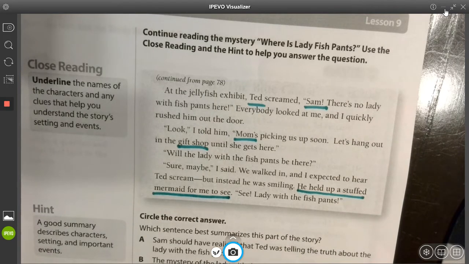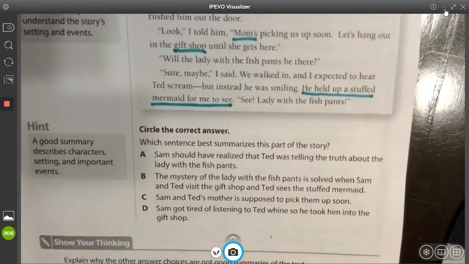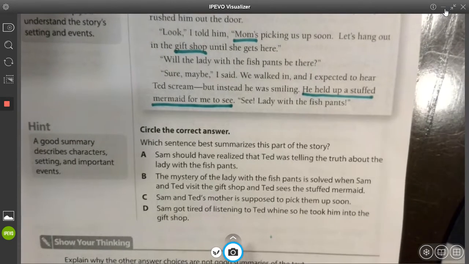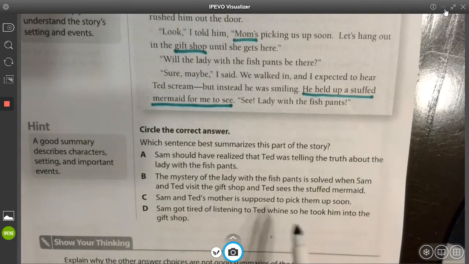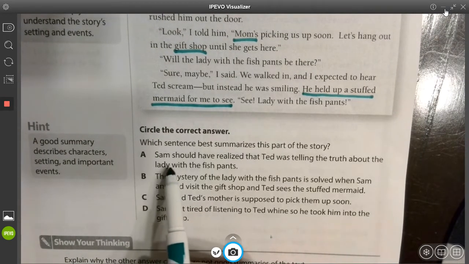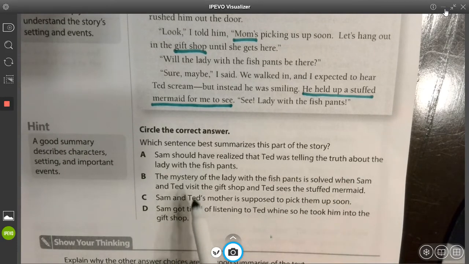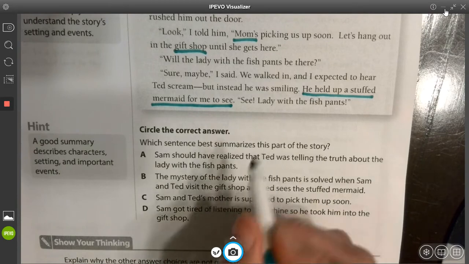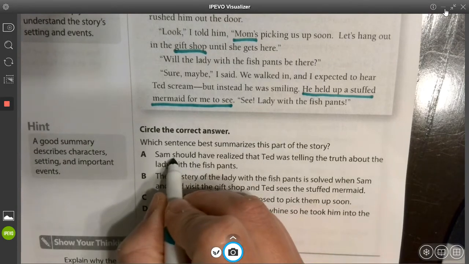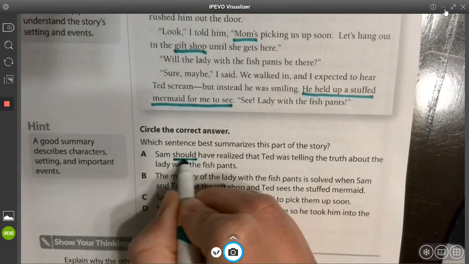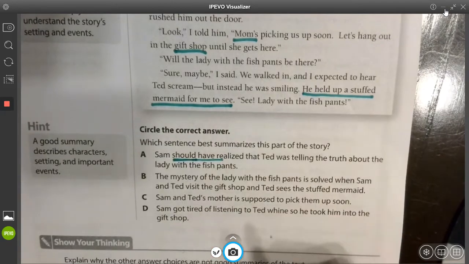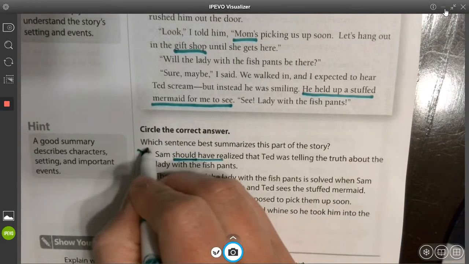Okay, so finally I could see what he was talking about in this mystery. So a good summary describes character, setting, and important events. Let's take a look at our question. Which sentence best summarizes this part of the story? A says Sam should have realized that Ted was telling the truth about the lady with the fish pants. Well, this is not really a good summary because it has the words should have, and that's a judgment. So not A because it's a judgment.